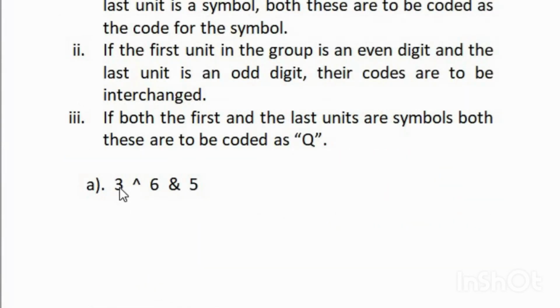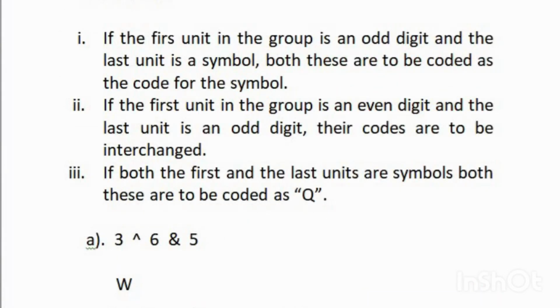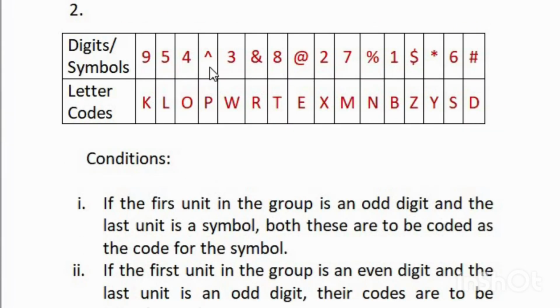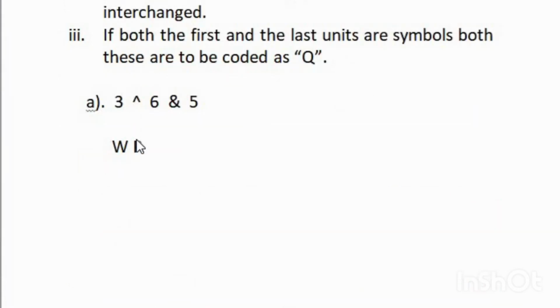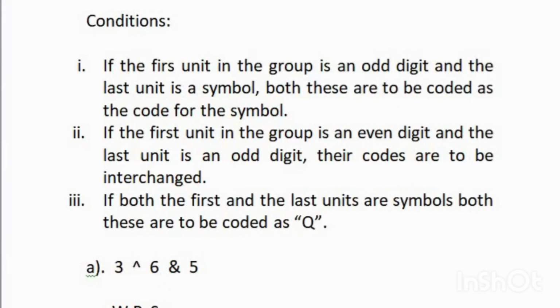So do the letter code corresponding to these digits or symbols as per the given table. The first unit is 3. From the table, the letter code corresponding to 3 is W. So we can write W here. The next unit is the symbol raised to. The letter code corresponding to the symbol raised to is P. So raised to can be replaced with P. Next is a number 6. The letter code corresponding to 6 from this table is S. So replace 6 with S like this.